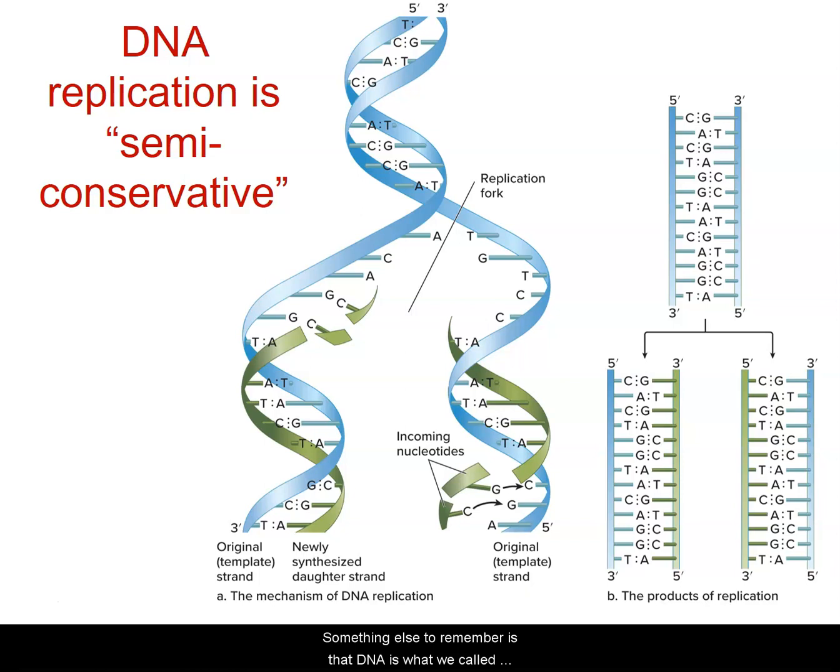Something else to remember is that DNA replication is what we call semi-conservative. And what that means is that you have a DNA strand here represented in blue, and you have new DNA strands being replicated down here in green that retains the original structure of the DNA that's being replicated.